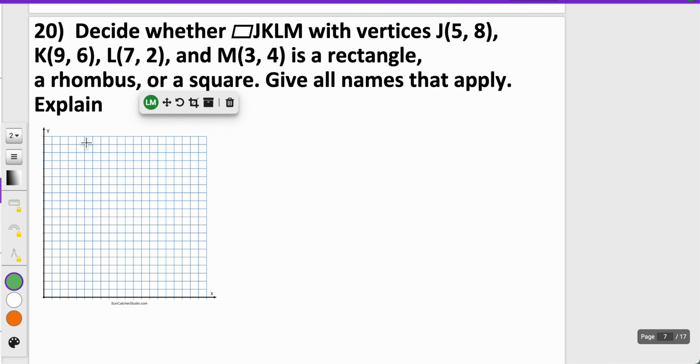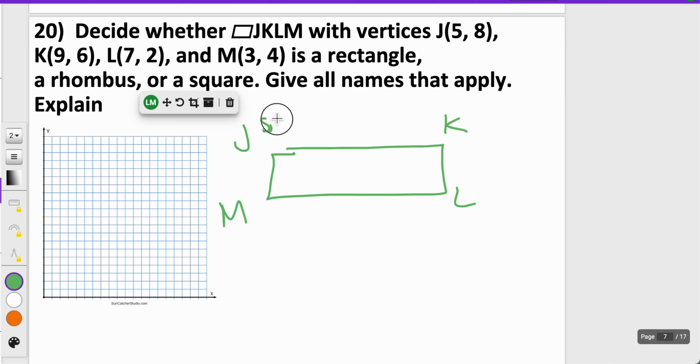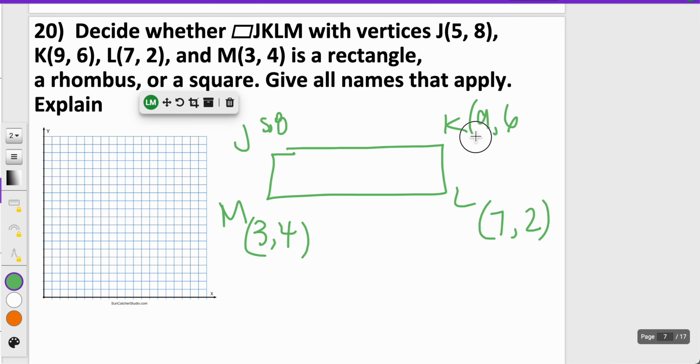For the next one, decide whether JKLM with vertices (5, 8), (9, 6), (7, 2), and (3, 4) is a rectangle, rhombus, or square. Give names that apply. For this one, you can draw it on a coordinate plane. What I did is you could also just sketch JKLM and have (5, 8), (9, 6), (7, 2), and (3, 4) for all of your coordinates. And in order to know if this is a rectangle, rhombus, or a square, you've got to find the distance for all of your lengths of your sides and see if they are perpendicular or not.